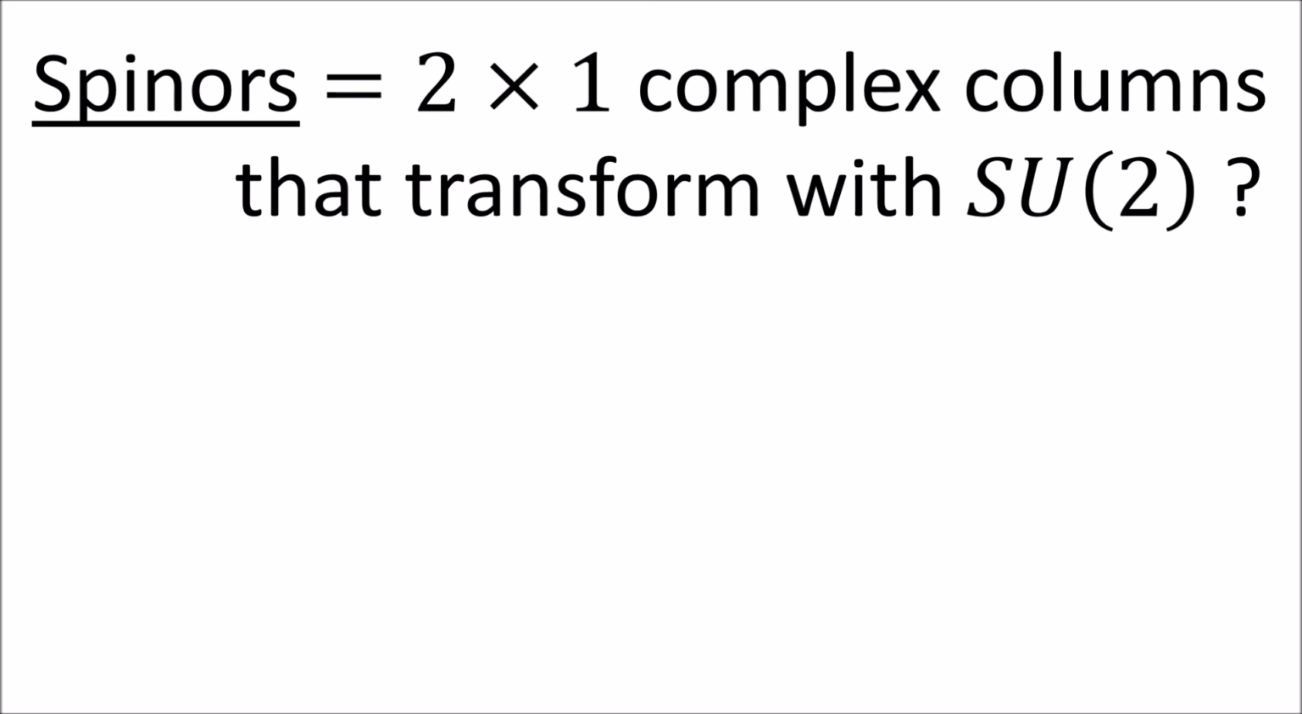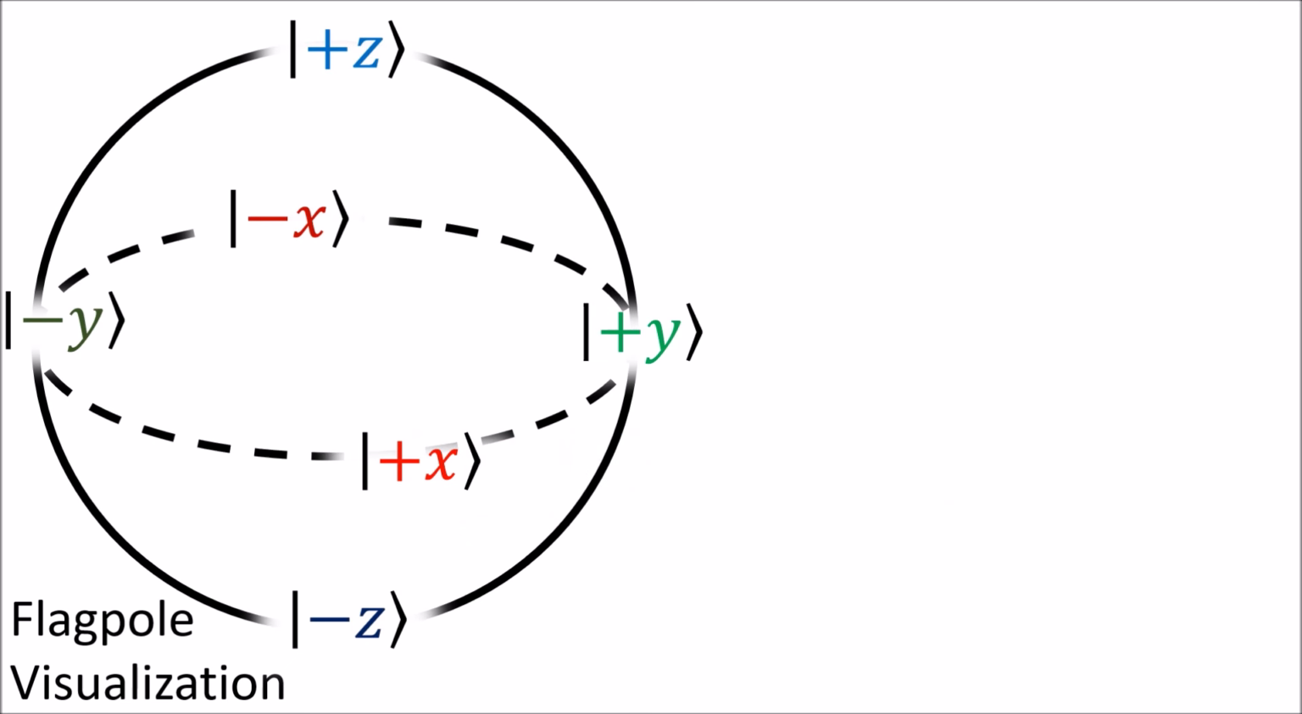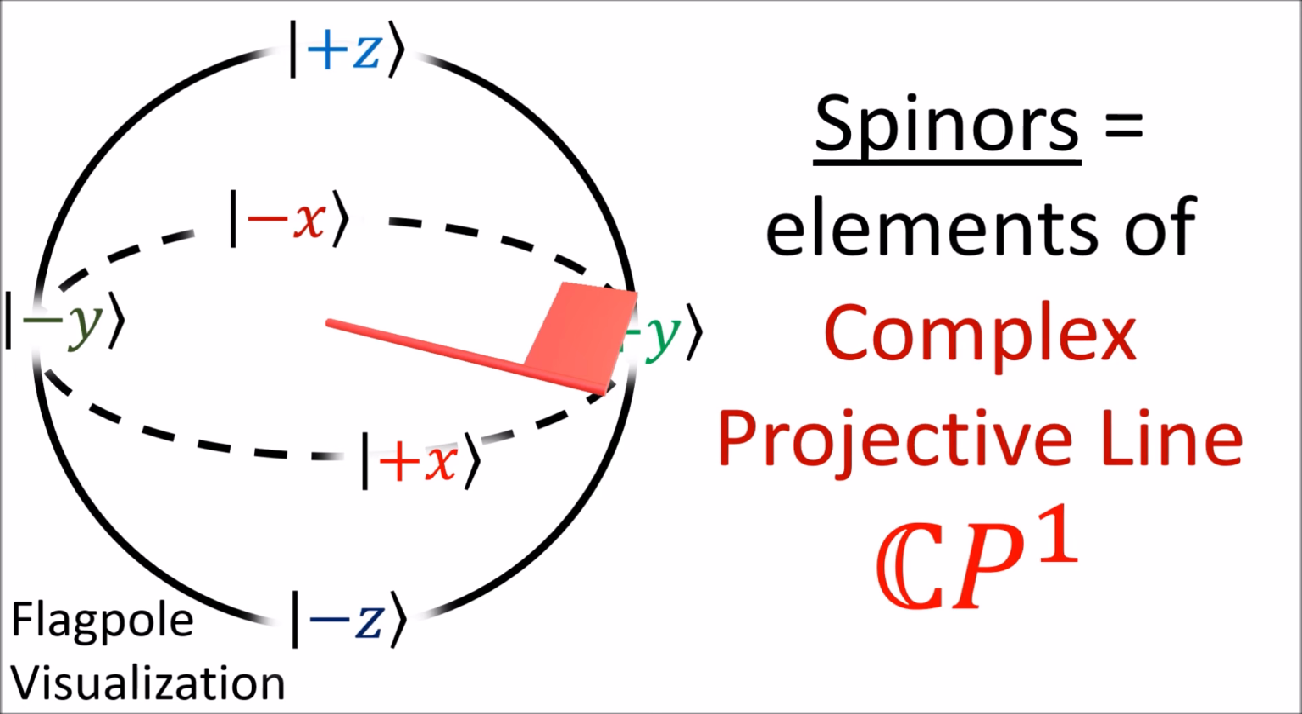Now, we've described the basic mathematics of spinors as 2x1 columns that rotate with SU2 matrices, and don't care about overall phase factors. But it's possible you still find this pretty confusing. So in our next video, we're going to show how we can visualize spinors as flagpoles on a sphere, and show how these spinors are really elements of a space called the complex projective line. This will hopefully make all the mysterious mathematical properties of spinors disappear, and make them seem more like common sense.